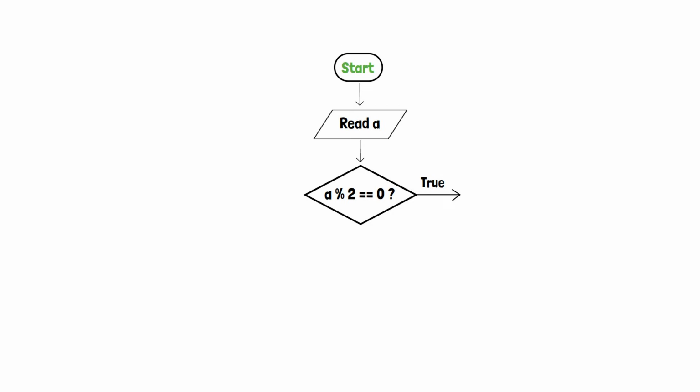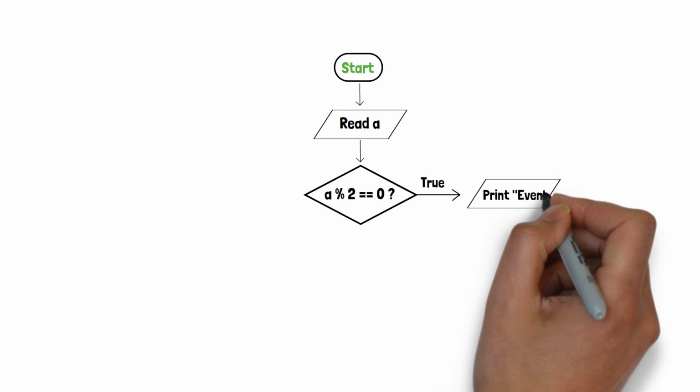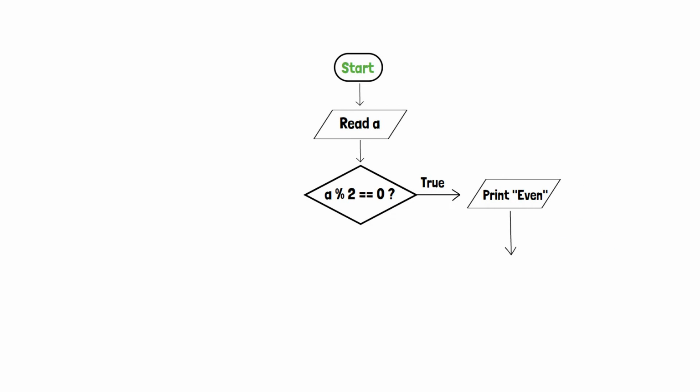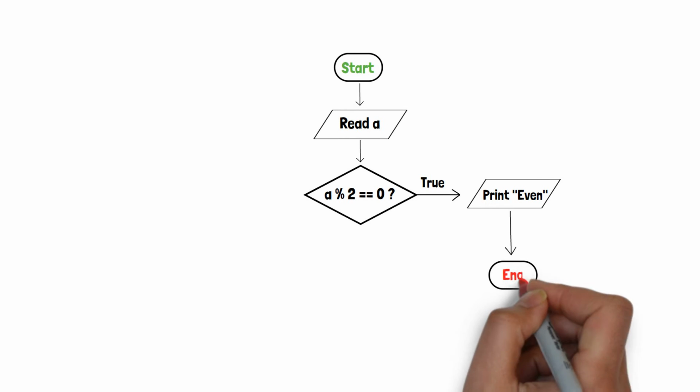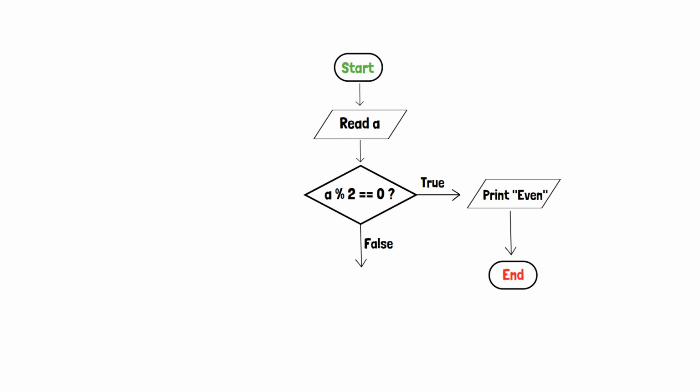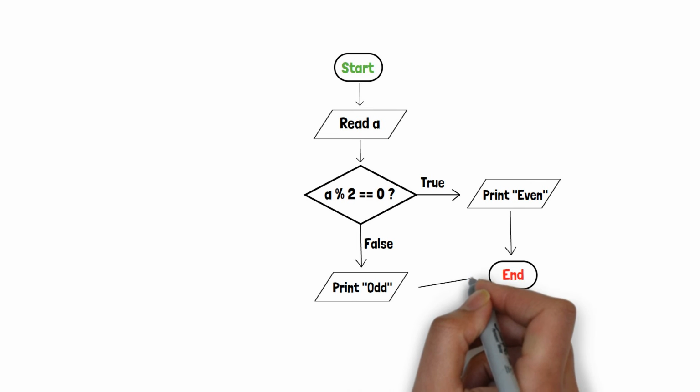If yes, then print even through the output component and end the program using the end terminator. If not, then print odd and end the program.